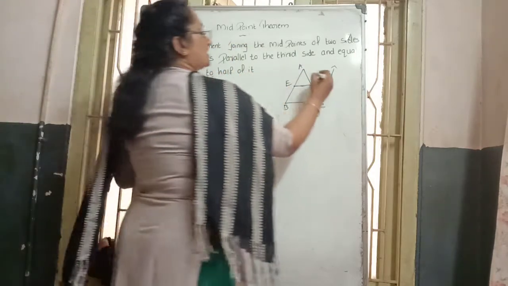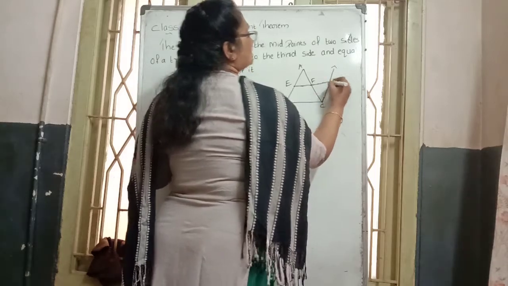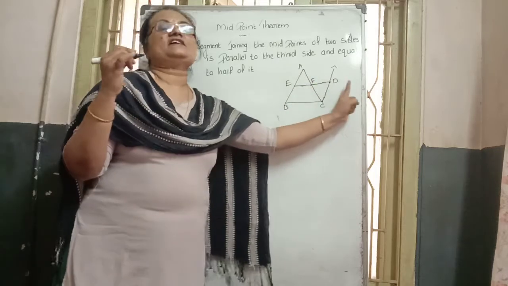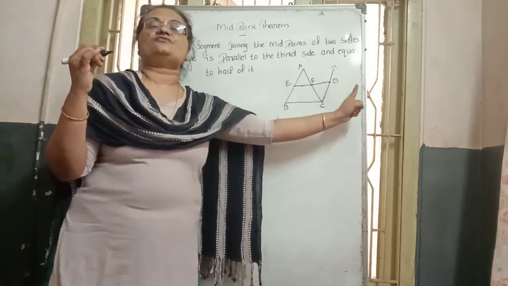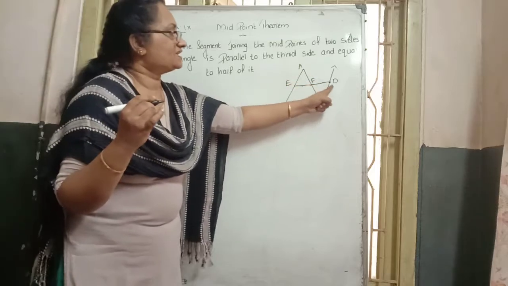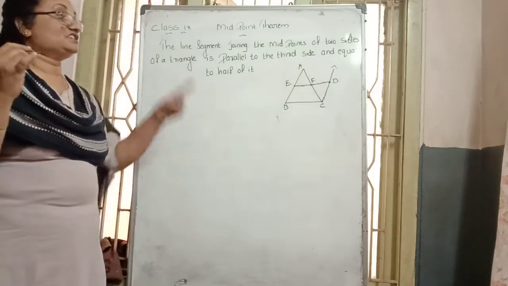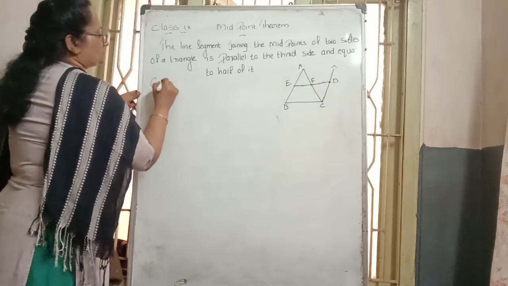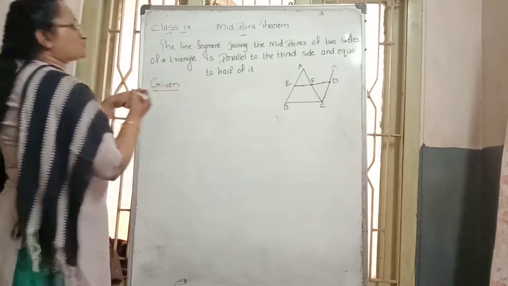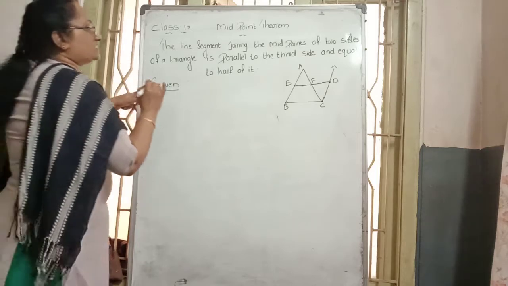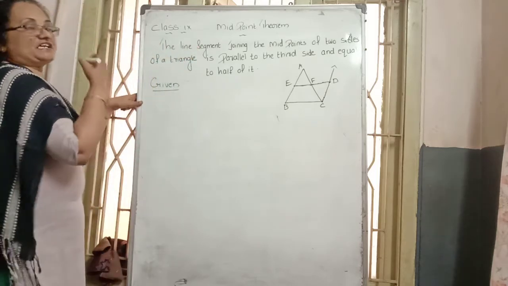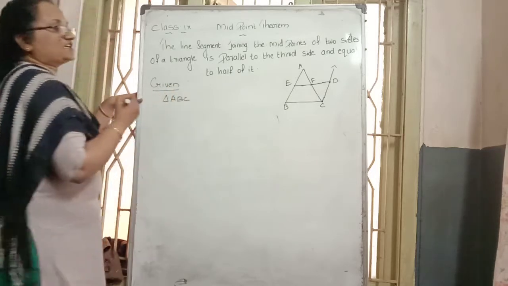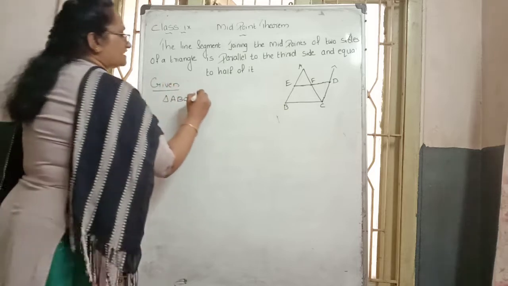The point where they intersect, we mark as D. So the CD line is cut by the extended EF line. This is the extra construction work. First we write the given, then what we want to prove. What information is given? ABC is a triangle.